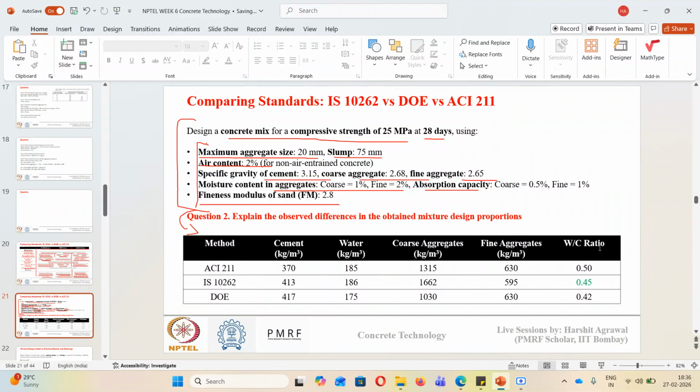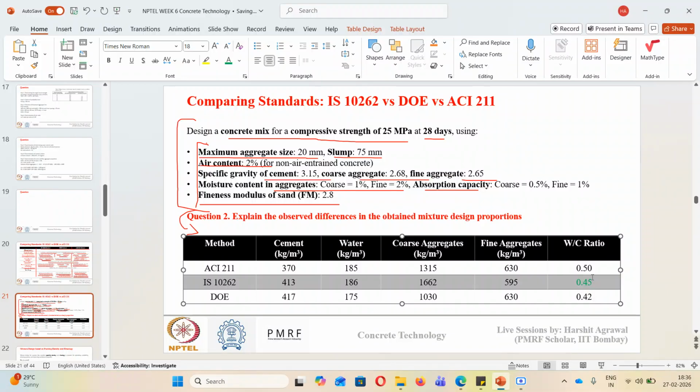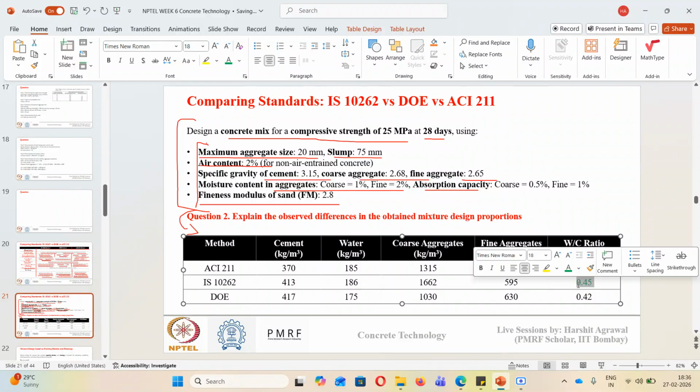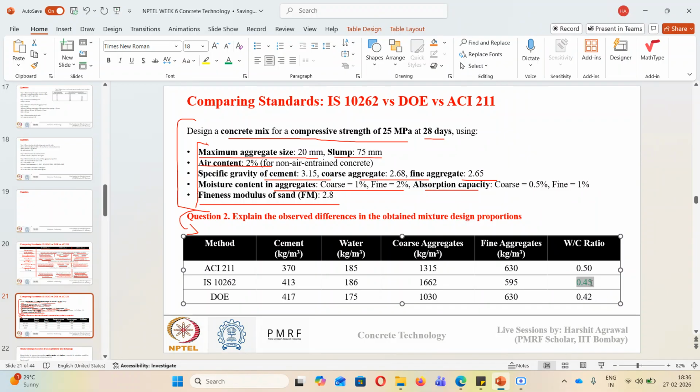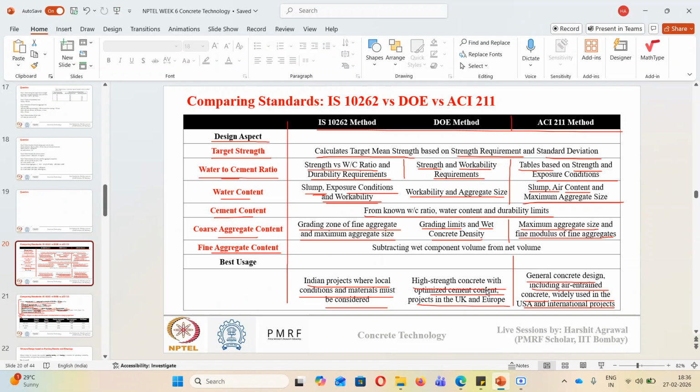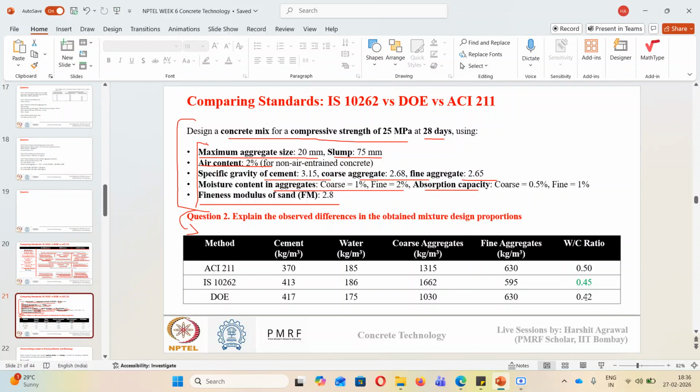So in W by C ratio, you can see the IS code is based on a conservative approach. The maximum W by C ratio is based on the durability condition that has been taken, while the DOE method, as we talked one slide ago, is mainly designed for higher strength. It mainly optimizes concrete proportions for higher mechanical properties, and that's why you can see the water to cement ratio that is coming is the lowest among all the three. While the ACI method is less conservative compared to the other two when we talk about the W by C ratio. Any other difference that anyone can spot?